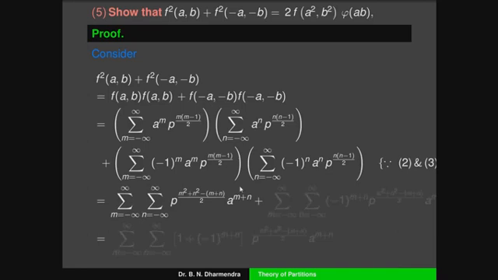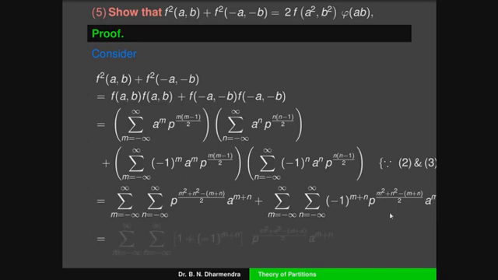That is a to the power of m plus n. Similarly, in terms of these two terms here, it is summation m running from minus infinity to plus infinity, summation n running from minus infinity to plus infinity, minus 1 to the power of m plus n into p to the power of (m square plus n square minus (m plus n)) divided by 2. Here also a to the power of m, a to the power of n gives a to the power of m plus n.